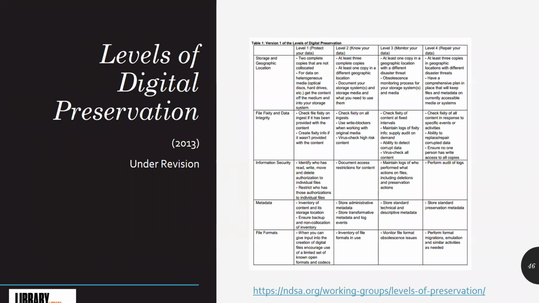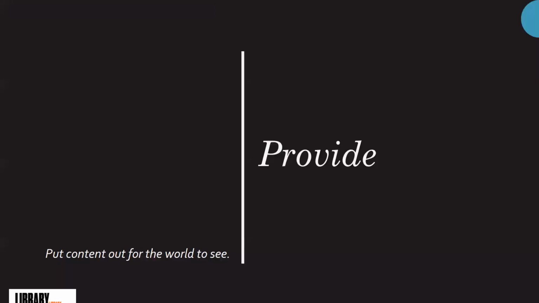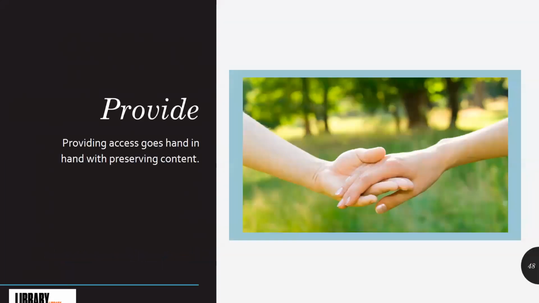It's just important to note that while this chart is still valid, it is under revision to expand slightly and to clarify a lot of the language. So if you find it overwhelming, just hang on. There should be a better version coming soon. But this could be a great way to help you get started and identify where you want to go. Because ultimately, all of this is for you to be able to put your content out into the world for people to see it, right? To provide access. And providing access goes hand in hand with preserving content. It's really hard to provide access for something that you can't preserve.